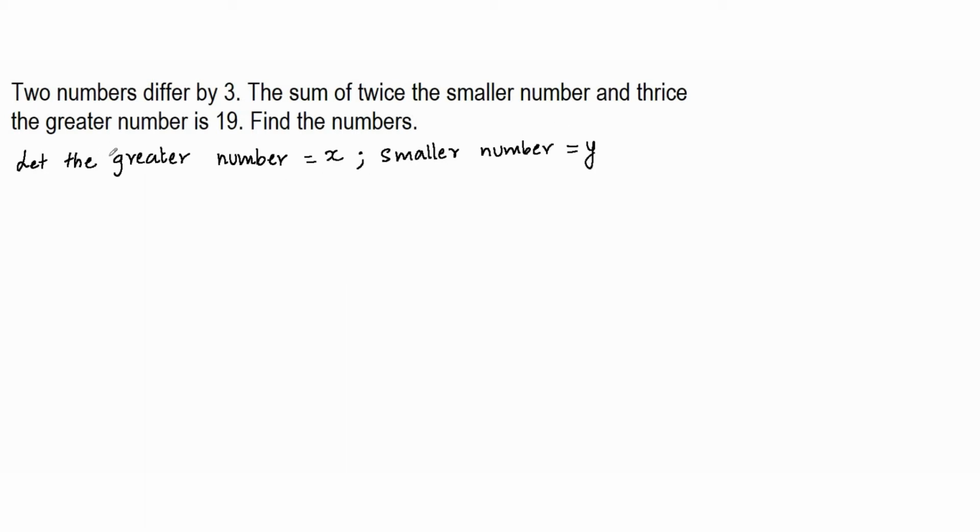Okay. So now it's given that two numbers differ by 3. That means the greater number minus the smaller number is equal to 3. This is the first equation. Then let's see what the second equation should be.